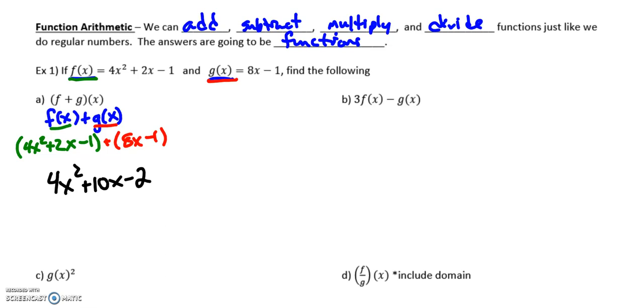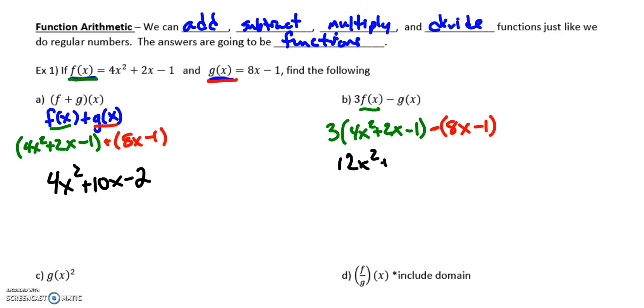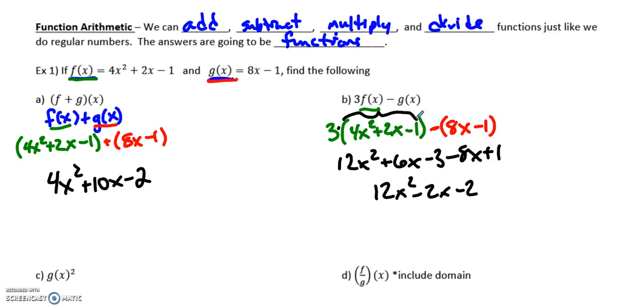Same thing for part B. Replace f of x with 4x squared plus 2x minus 1, and I'm going to subtract g of x this time, which is 8x minus 1. So I need to do just a little bit of distribution. 12x squared plus 6x minus 3 minus 8x plus 1. And then just combine like terms. 12x squared minus 2x and minus 2. That would be 3 times f of x minus g of x. Notice how I just take the 3 times all of this right here being f of x.